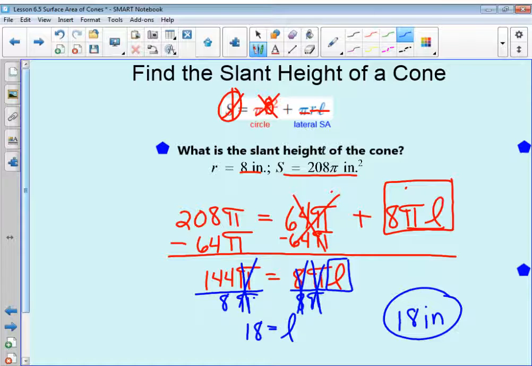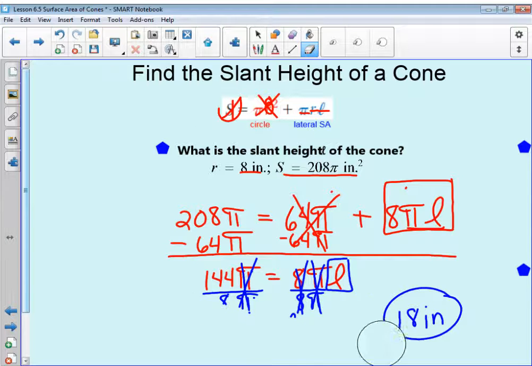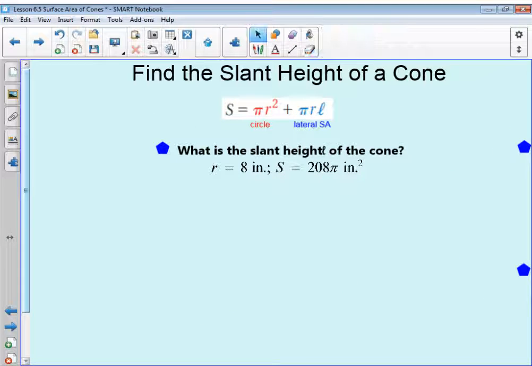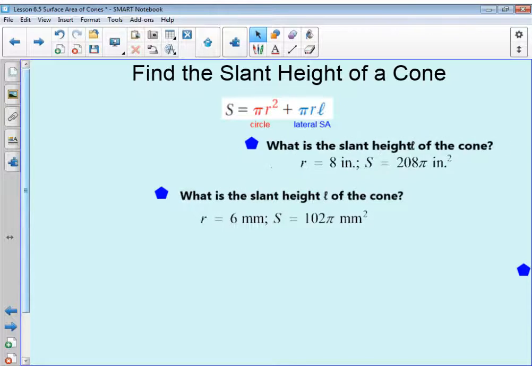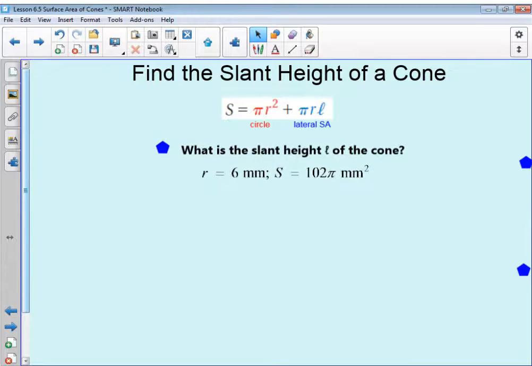Okay, so I'm going to give you one to try out. Key thing is, first, you want to substitute. Second, combine like terms, so shifting over to the opposite side to try and get that L isolated, and then do a final isolation of that L. So substitute in first. What is the slant height L of the cone? Your radius is 6, so where you have an R up here, you're going to put a 6 and then simplify. And your S is 102 pi.